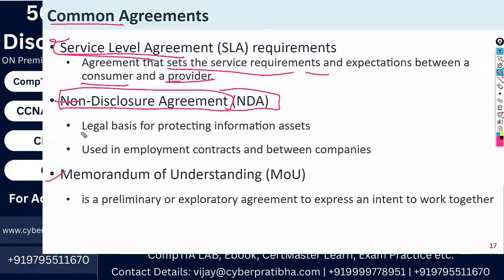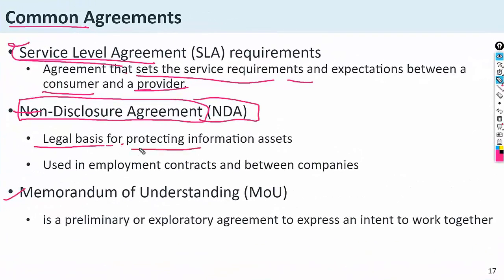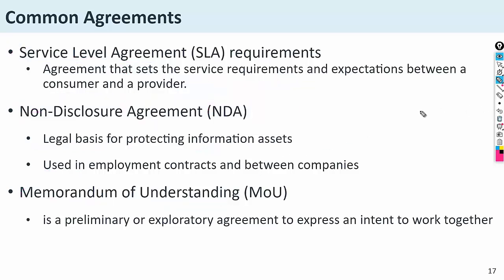These include the legal basis for protecting information assets and are used in employment contracts and between companies. MOU is generally signed for exploring new things and working together. It is called an MOU. Okay. So these are the common agreements which can be used.